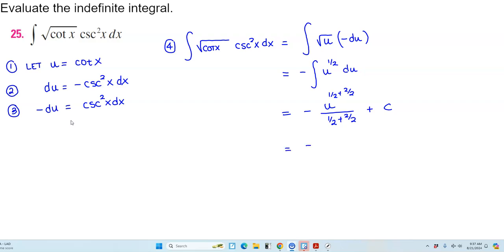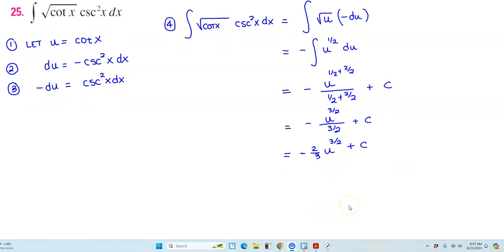So now we end up getting negative u to the power of 3 over 2 over the fraction 3 over 2 plus c. And remember, you have a numerator over another fraction, so we're going to rewrite this as the reciprocal, 2/3, times that. So we get negative 2/3 u to the 3/2 plus c.